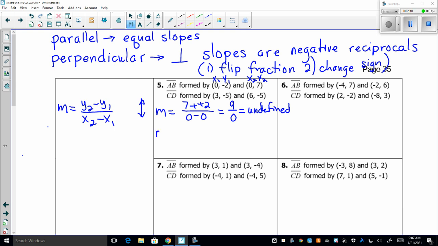All right, the other line, I see negative 5 minus negative 5 over 6 minus 3. Minus a negative turns into plus a positive, and I have 0 over 3. And I know 0 on the top of a fraction is equal to 0, and that is a horizontal line. And I know every vertical line and every horizontal line are perpendicular to each other from yesterday's lesson.